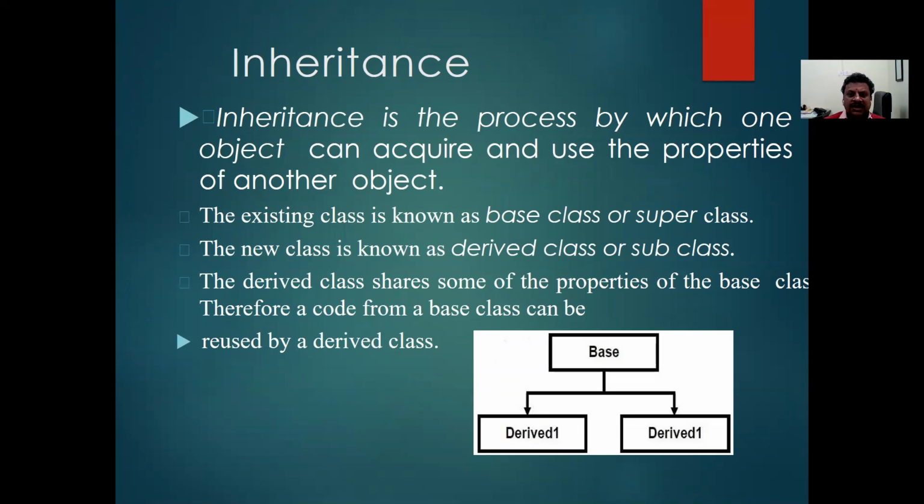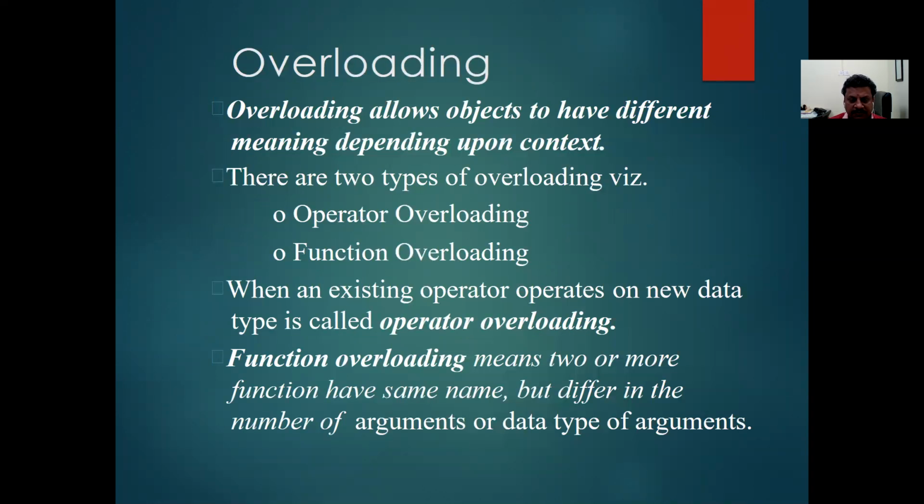Inheritance. Inheritance is the process by which one object can acquire and use the properties of another object. The existing class is known as base class or superclass. The new class is known as derived class or subclass. The derived class shares some of the properties of the base class. Therefore, code from the base class can be reused by the derived class.